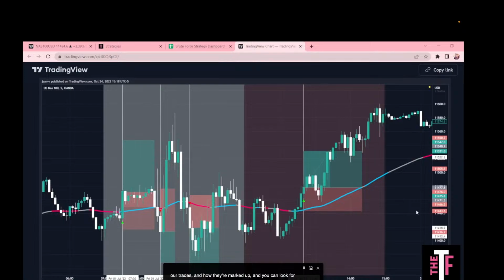For the purposes of backtesting, because we were doing this prior to the actual indicator being released with the little rocket ships, we had switched them to little triangles. So if you are seeing a triangle, that is the same thing as a rocket ship. So just know that that's the same entry point. It should all line up when you load up your rocket ship.